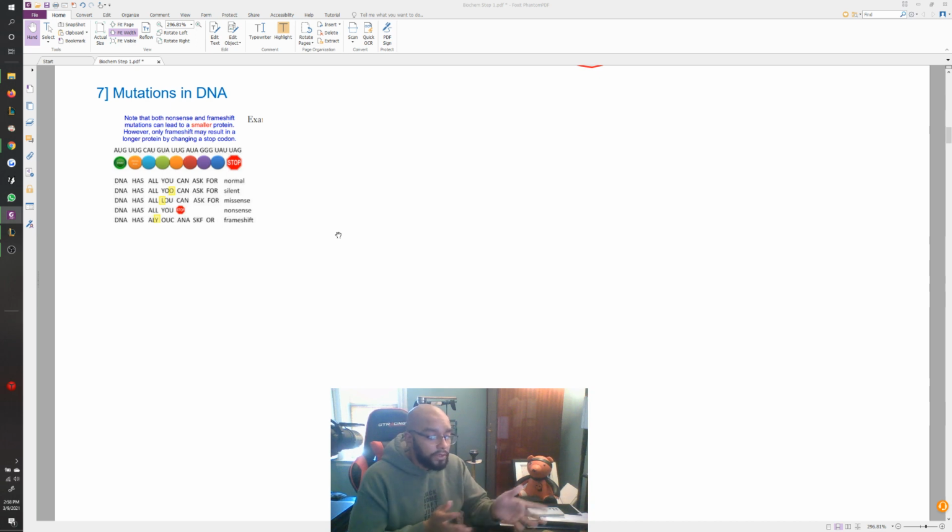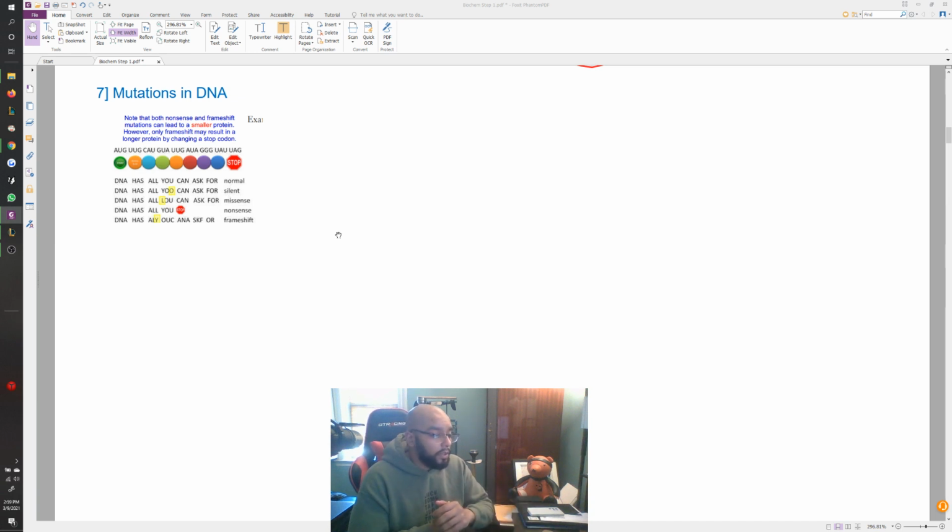So silent mutations are nucleotide substitutions that code for the same amino acid, usually thanks to the wobble aspect of tRNA wobble that we talked about in our last session. So that way, nothing really changes, hence it being a silent mutation. So if you read that sentence of the silent mutation, it still reads out the same way as a normal sentence. DNA has all you can ask for, but the U is now spelled incorrectly, but it's still functionally doing its job in the sentence.